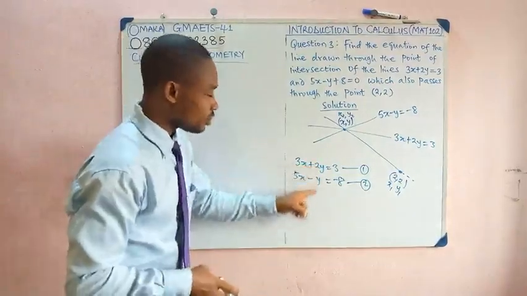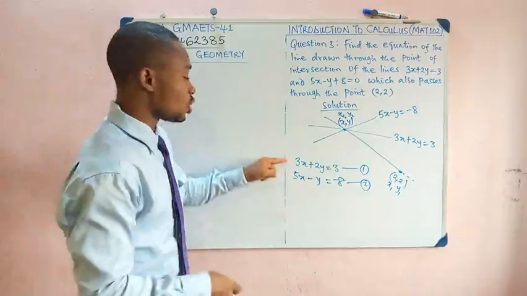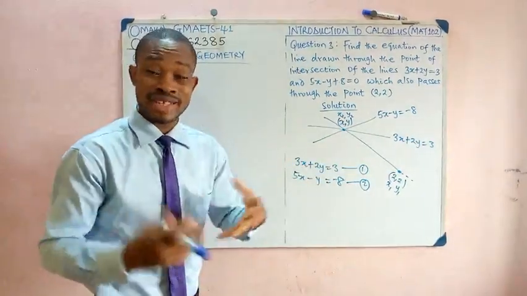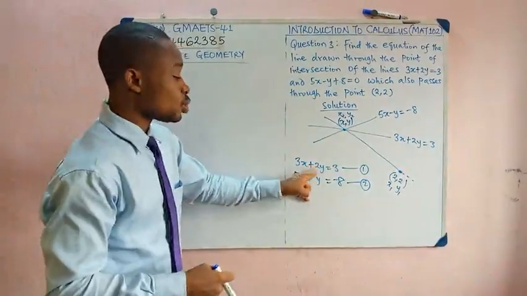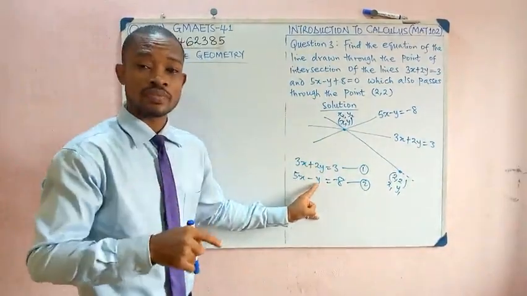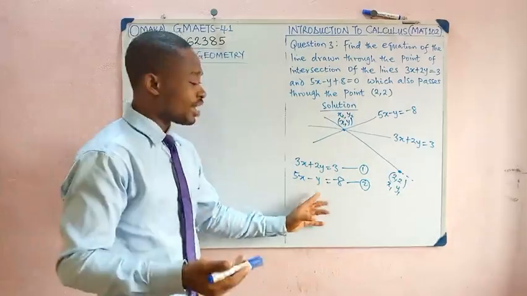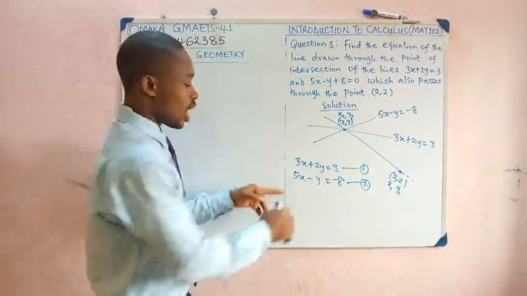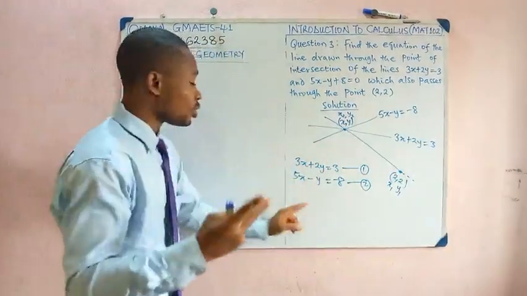Now, to eliminate y, the coefficient of y in equation 1 and equation 2 must be equal in size, that is in value. This is 2y, so I will find a way to make this y here 2. And this is 1y here, is that not so? So what would I do to make this 2y? Simply, I'll multiply equation 2 by 2. If I do that, this becomes minus 2y.